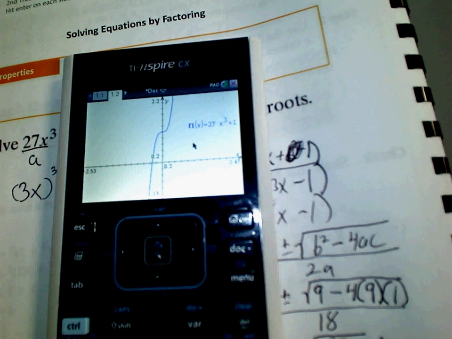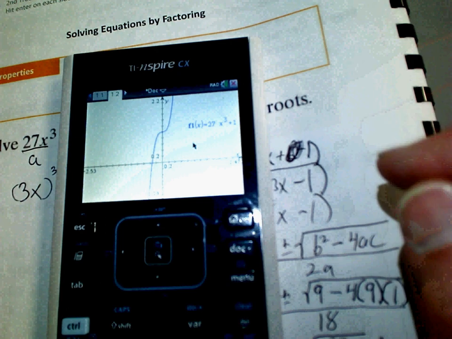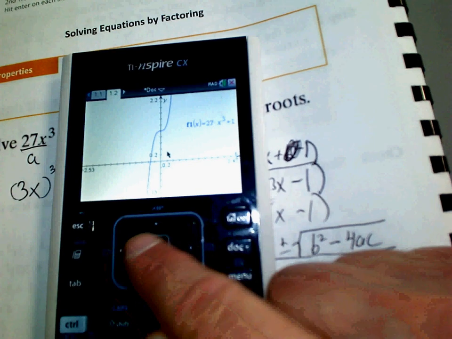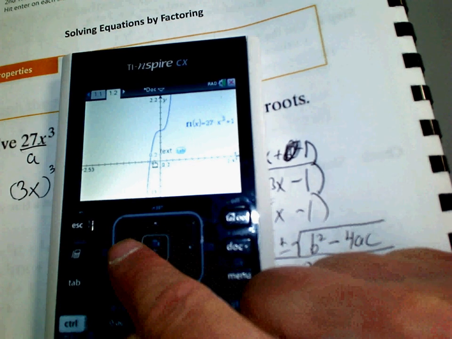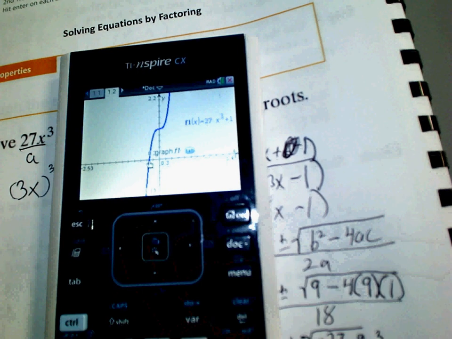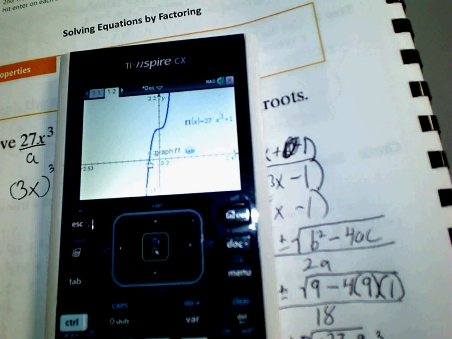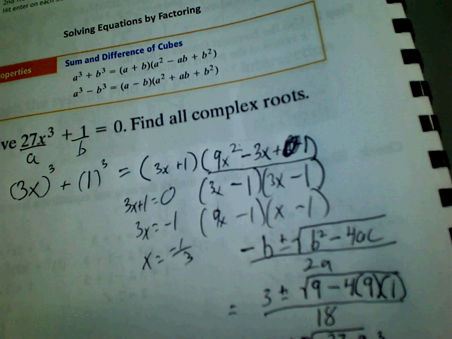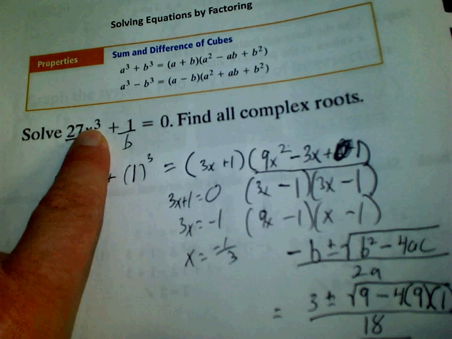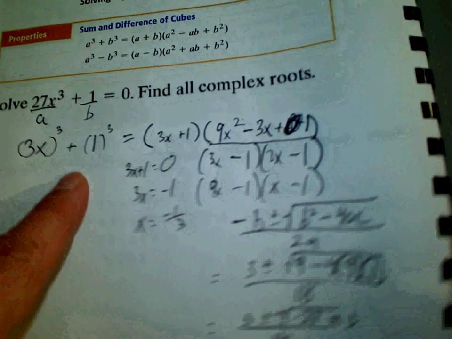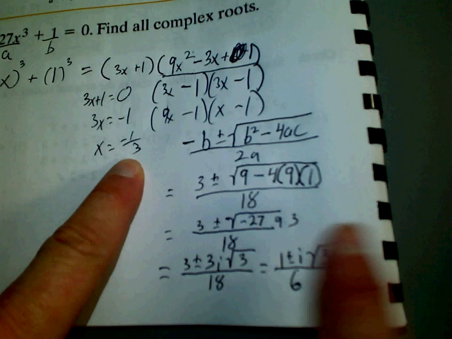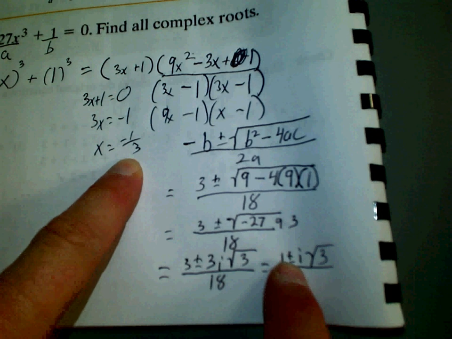Okay, you might notice this line, you can't really tell, but this line is crossing the x-axis. That was probably 1/3. Wouldn't it be? All right, finding complex roots. Remember, the degree was 3, and that gave us 1, 2, 3 answers. Those always correlate. 1 was real, 2 were not.